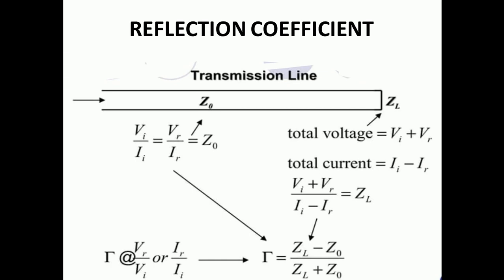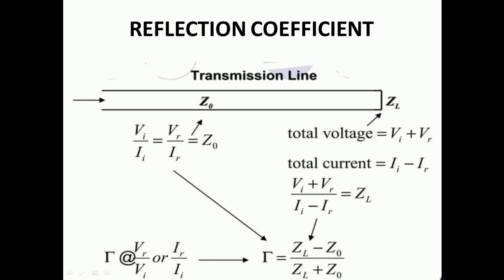So it is incident voltage to incident current, same as Ohm's law, V by I equal to R, but it is spoken in terms of the characteristic impedance. Now, what is total voltage? Total voltage is the sum of incident voltage and reflected voltage, and for current, the difference of incident current and the reflected current. Now, how to define the load impedance from the definition of total voltage and current? It is the ratio of total voltage to the total current. So, it is defined by Vi plus Vr divided by Ii minus Ir.